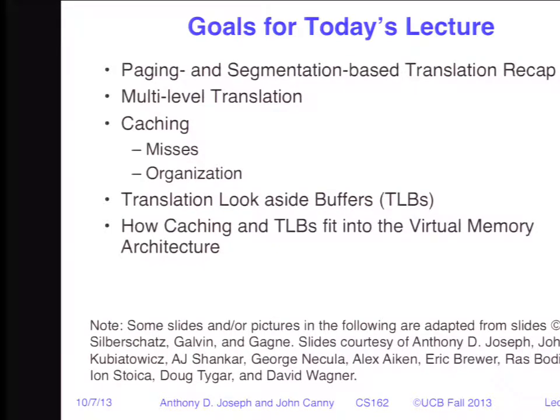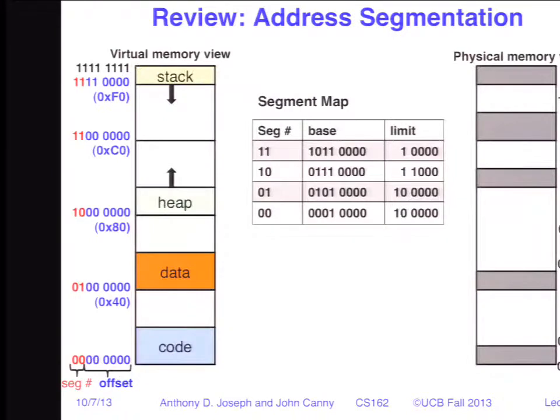Then we'll go through multi-level translation and look at caching, what it is, sources of misses, and how we can organize our caches three different ways. And then I'm going to talk about translation look-aside buffers as a way of speeding up the translation process using caching. And then we're going to look at how we can combine caches, memory caches, with translation look-aside buffers into a virtual memory hierarchy. Okay, so let's start with segments.